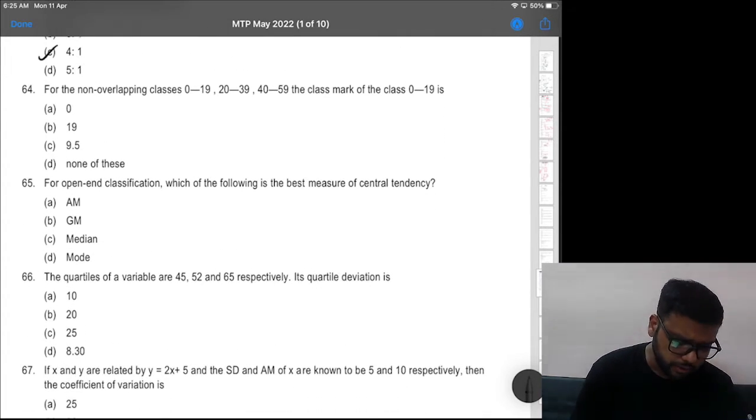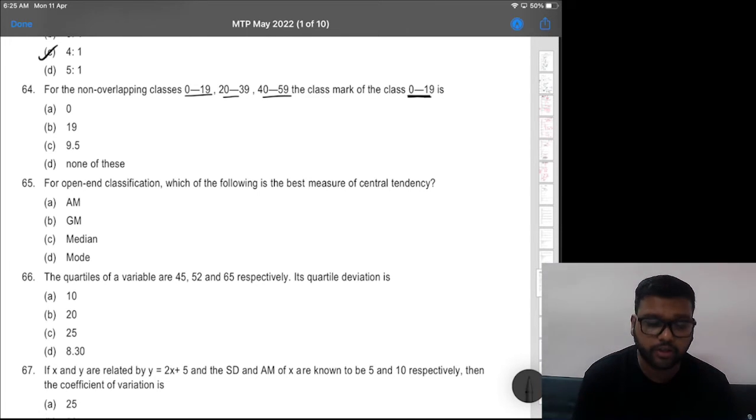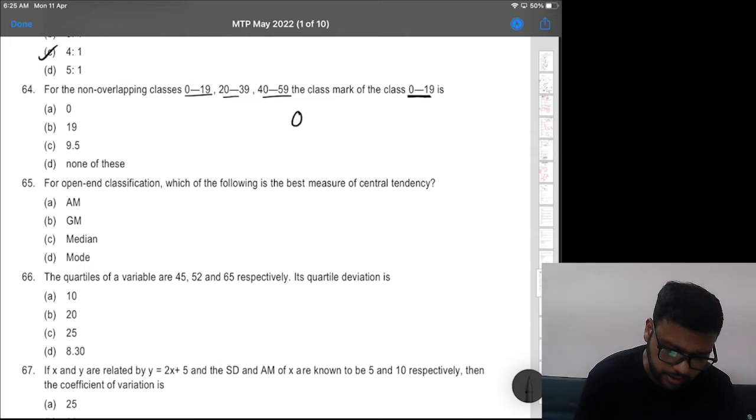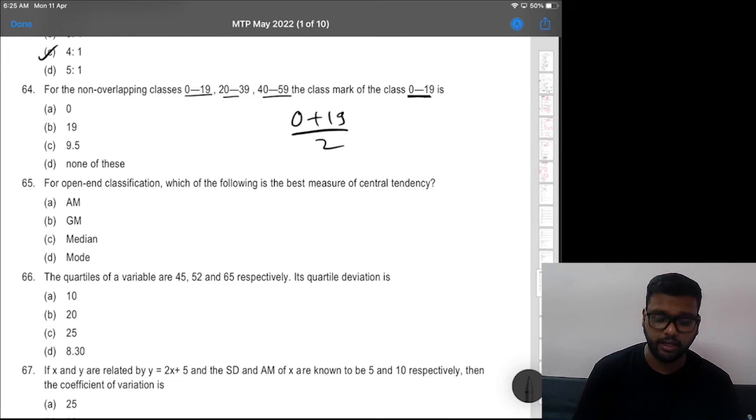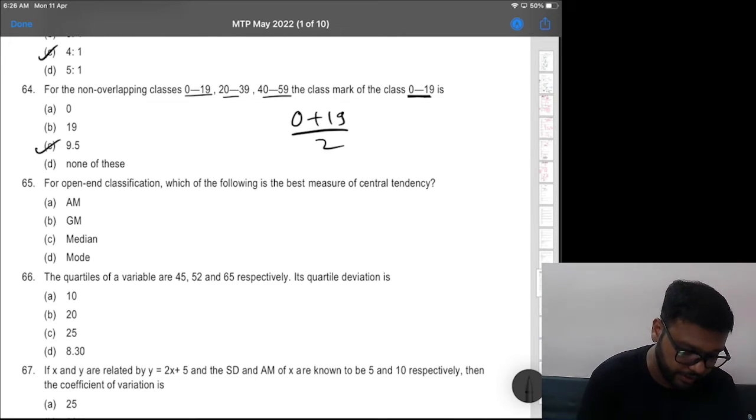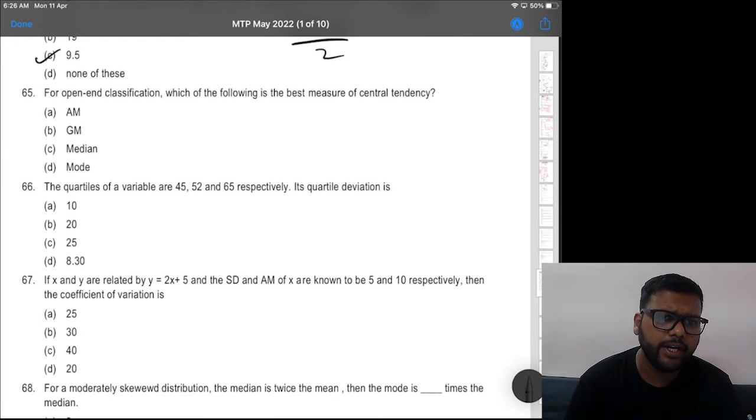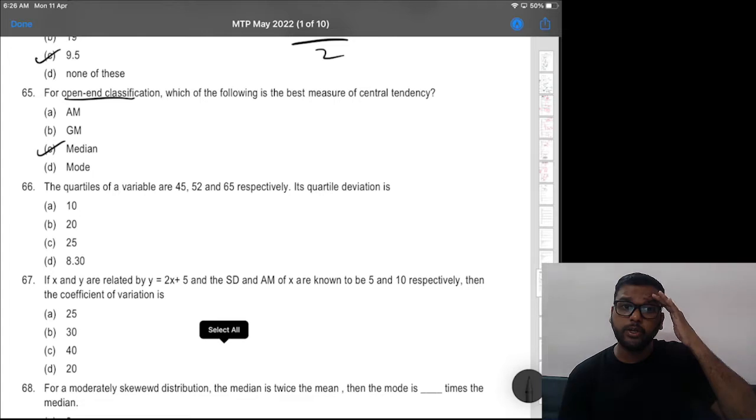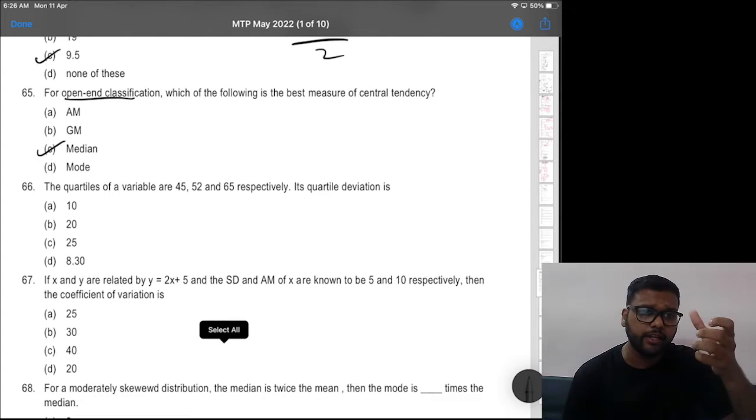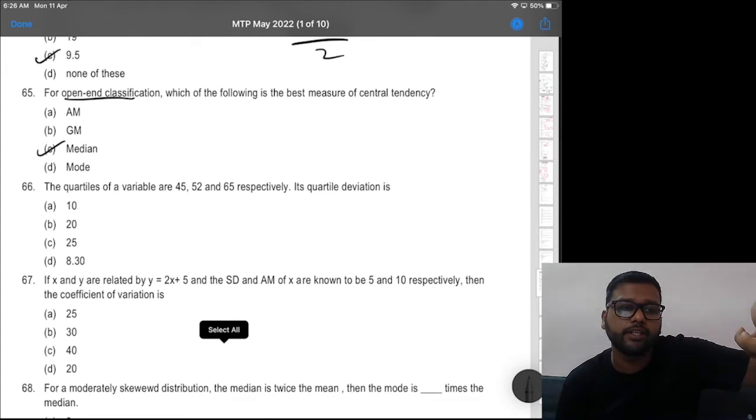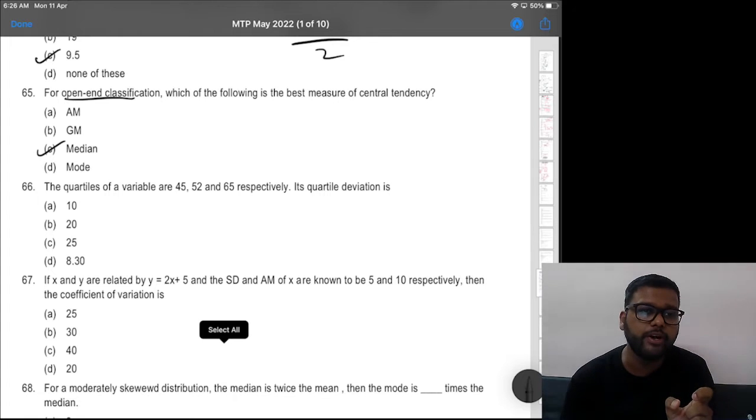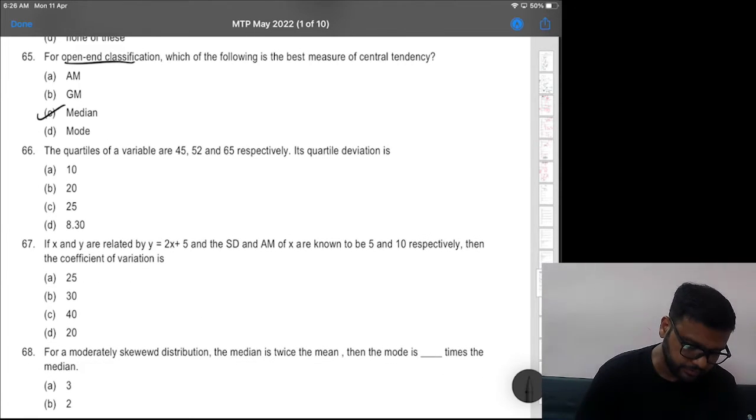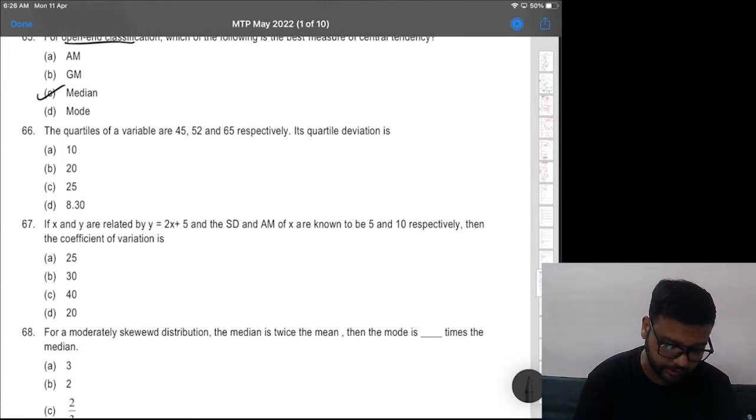64. For non-overlapping classes 0 to 19, 20 to 39 and so on, class mark of 0 to 19 is, class mark is midpoint. So midpoint is just average. Average is what? 19 by 2, 9.5. C. For open-ended classification, which of the following is best measure? Median. We know that because in open-ended classification we don't have either lowest class boundary or highest class boundary, so we cannot find midpoints of classes. Okay. So mean is out of question.